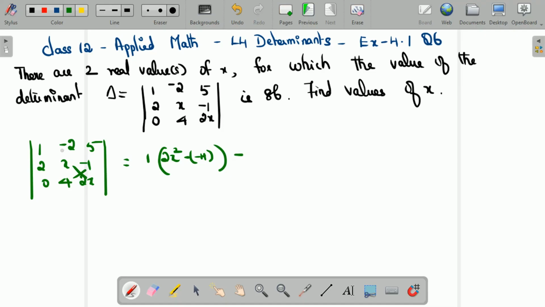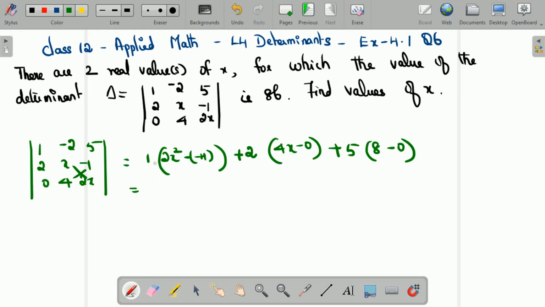Now minus of the second term, which is again a minus 2, so I'm changing this into plus 2. Now for this determinant, this is 2 into 2x is 4x, 0 into minus 1, so it is simply 0. Plus 5 into, now for this, 4 into 2 is 8, minus 0 into x. So I'm simply marking this as 0.